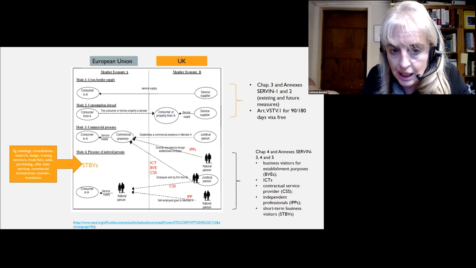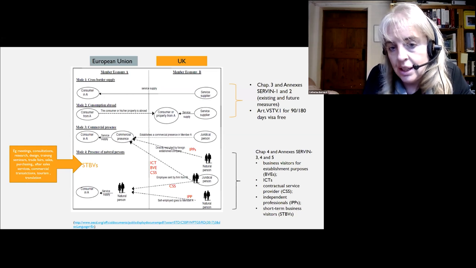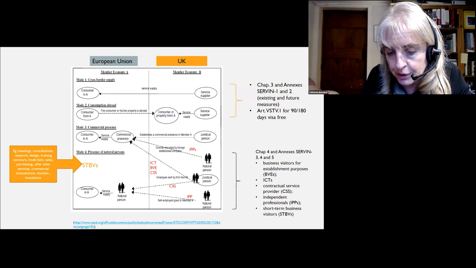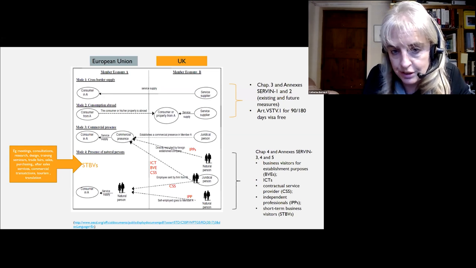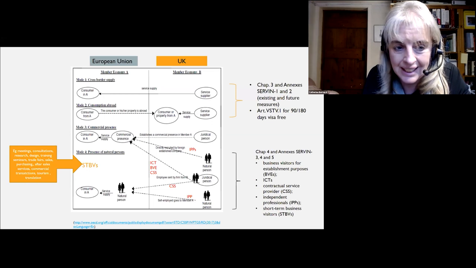for people to travel as ICTs, intra-corporate transferees, business visitors for establishment purposes, contract service suppliers, independent professional providers of services, and short-term business visitors. Now, this is where it gets really messy, but in headline terms, you are allowed to travel if you fall into various quite tightly defined categories and you can get yourselves into one of these headings. And then the TCA lays down the period of time that you can stay and whether it is visa or work permit free, of which only business visitors, BVEs, and STBVs are visa or permit free.